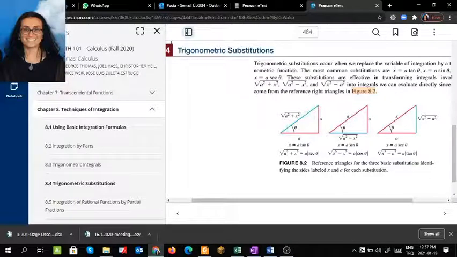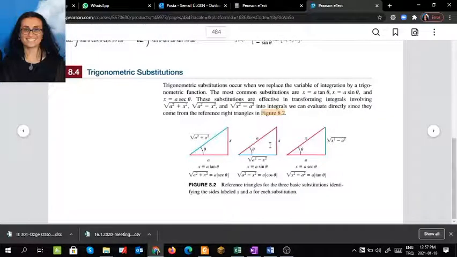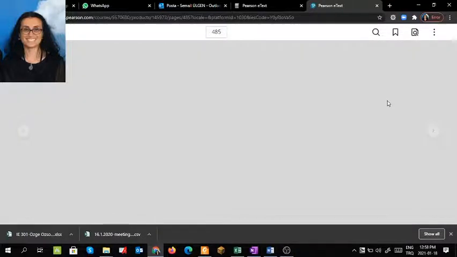Here we are going to talk about trigonometric substitutions, the examples from homework. As you will see here, we have these transformations. We are going to have three types of transformations: x is equal to a tangent, x is equal to a sine, x is equal to a secant theta. By doing these transformations, we will be able to simplify the integration that we are given.